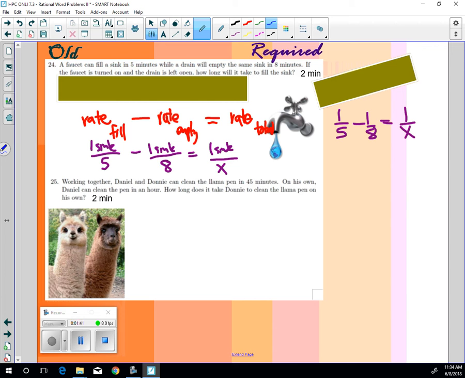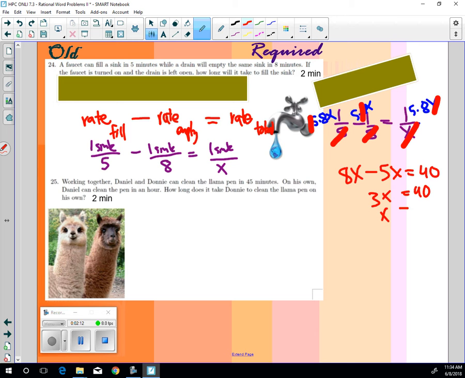Maybe we just go 5 times 8x, 5 times 8x, 5 times 8x. Cancel out the x, cancel out the 8, cancel out the 5. So then that's going to give you 8x minus 5x equals 40. So 3x equals 40. I get x is equal to 40 over 3 minutes.